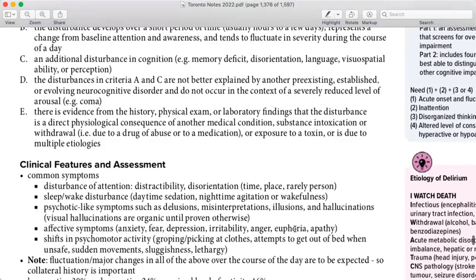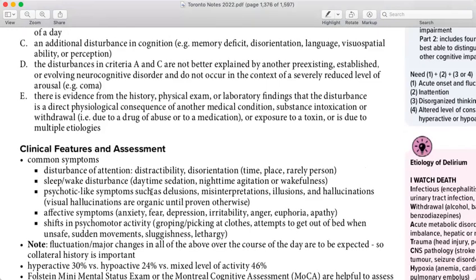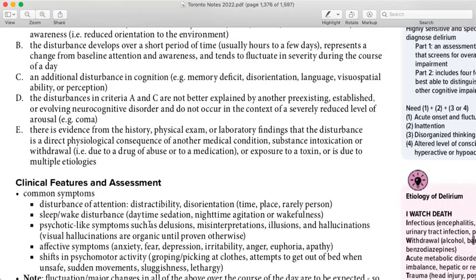Starting with the first one, disturbance of attention, sleep-wake cycle, psychotic-like symptoms, and affective symptoms like anxiety and fear, and then shift in psychomotor activity are the clinical features. The most common features: people will present with disturbed irritability, unable to sleep, unable to cope. These are the major factors they can present with.